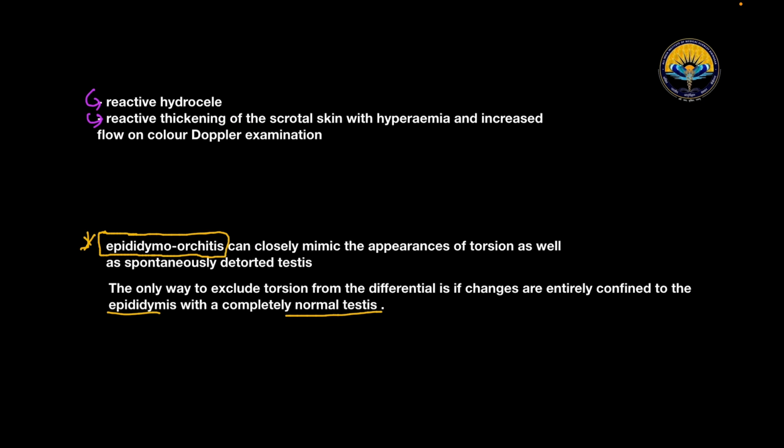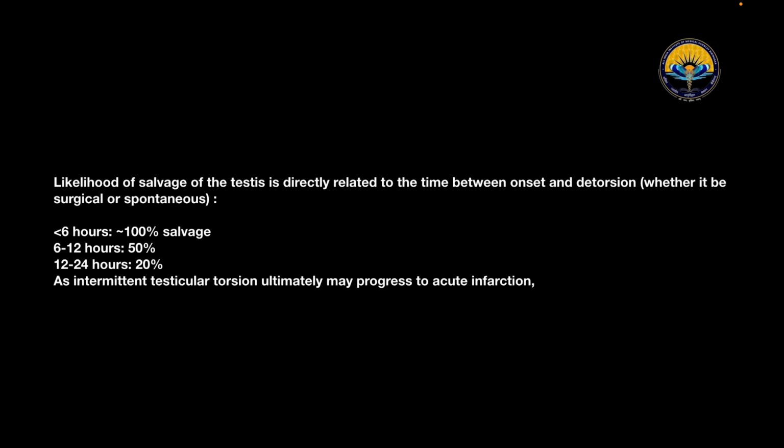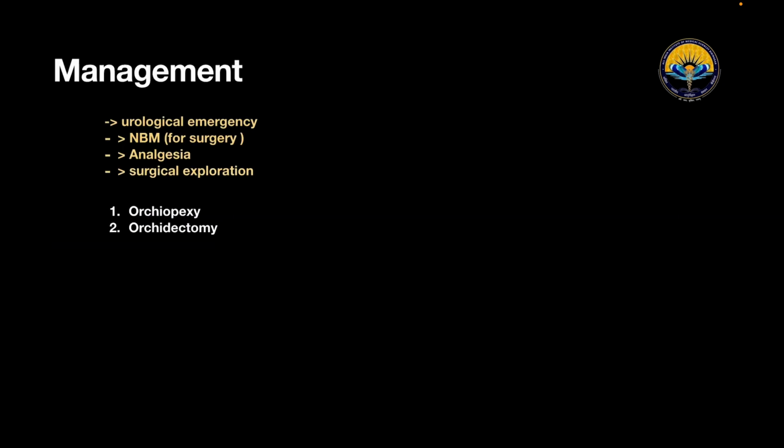The likelihood of salvage of the testis is directly related to the time between onset and detorsion, whether surgical or spontaneous. If it is less than 6 hours, there is 100% salvage. Between 6 and 12 hours, about 50%, while 12 to 24 hours is 20%. Intermittent testicular torsion may ultimately progress to acute infarction. The management of testicular torsion is very important because the key to successful treatment is rapid diagnosis and surgical intervention, as it is a urological emergency.